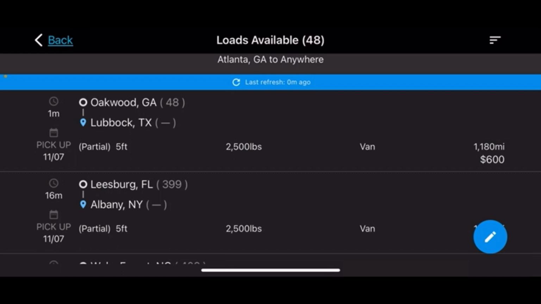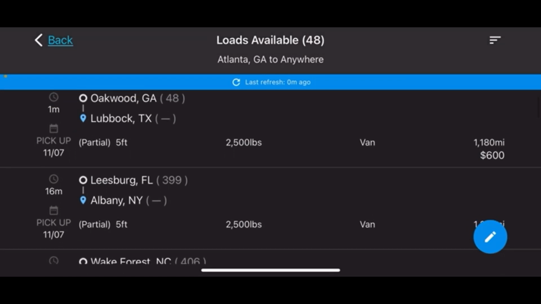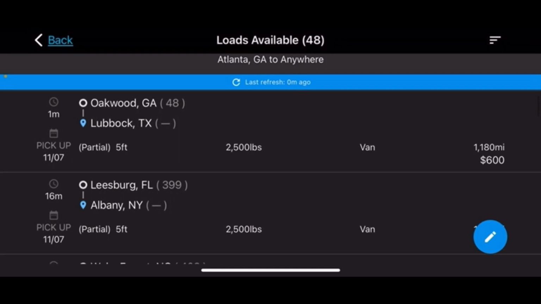Okay, like I say, this is the unpaid version, so some loads might not have the price on the load, but it's just an example. So we're gonna do this one at the top. You see it says Oakwood, Georgia, going to Lubbock, Texas. I always say that wrong. As you can see, 2,500 pounds, van.